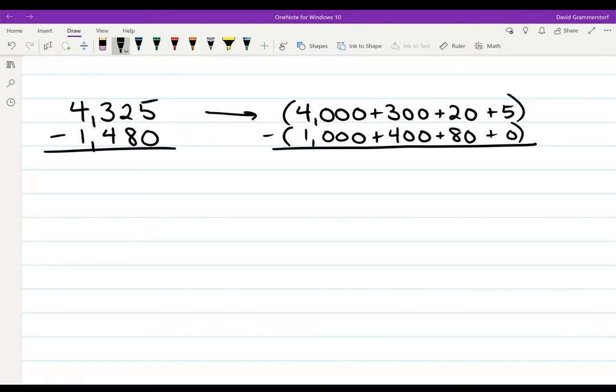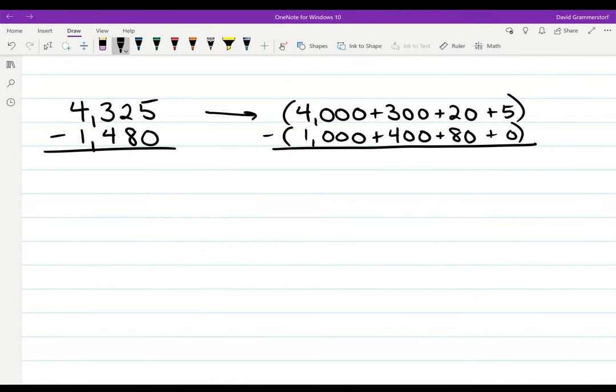But using expanded form is a really great way to understand what we're doing when we regroup, so that when we go to use standard algorithm, we understand the math behind it. Anyway, here's what we're going to do differently. I want you to pause this video, and I want you to see if you can solve this problem on your own. When you're done, please unpause it, watch what I did, and see if you did the same thing. Okay, let's see how you did.